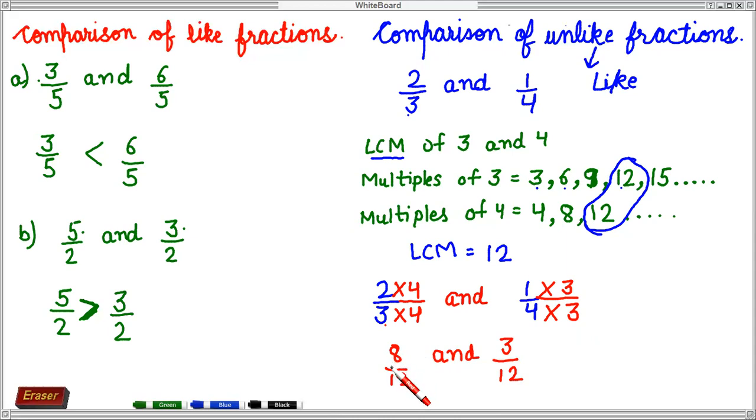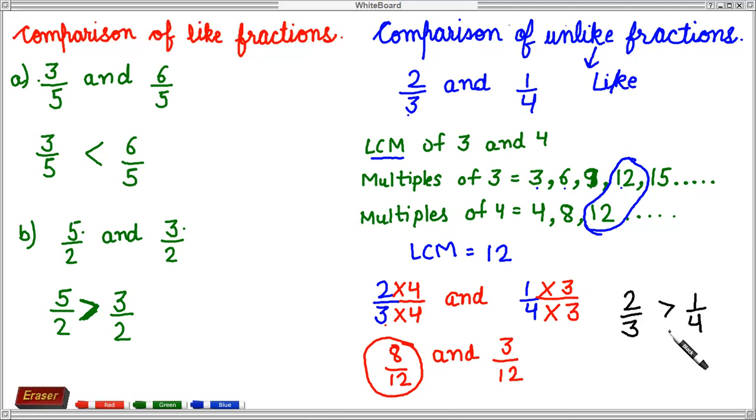Now this 8 is more than 3, so we can say this is the greater fraction. Now we can move to the original one. This was 2 by 3. So we can say this 2 by 3 is greater than 1 by 4. So like this, we can compare unlike fractions.